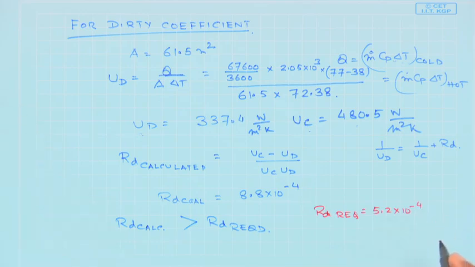So, therefore, what it shows is that the calculated Rd which comes from the stable operation of the heat exchanger is more than the designed one. So, this heat exchanger can then definitely handle a situation which is more than the Rd which has been provided for this heat exchanger. So, that means in other words, the heat exchanger can then handle dirtier fluids as compared to the designed one.